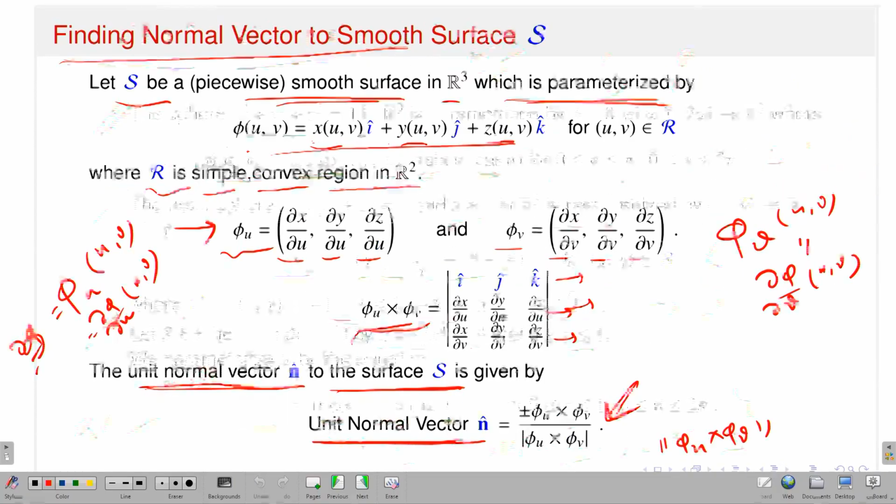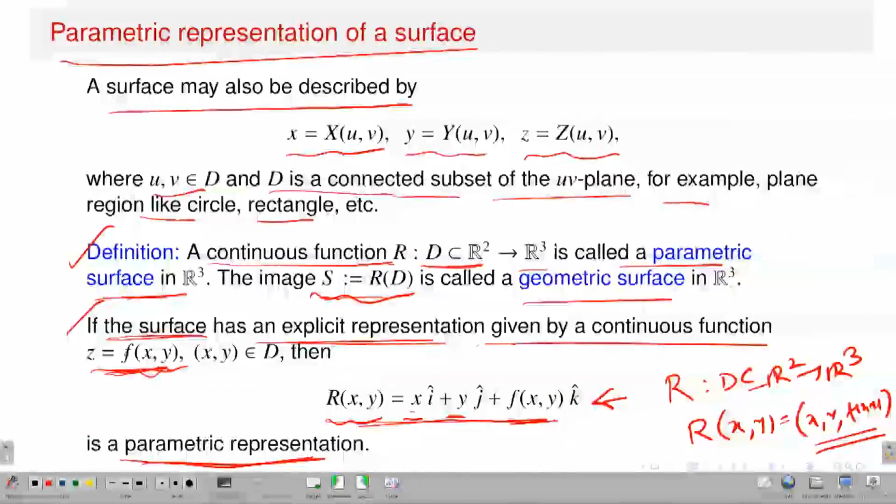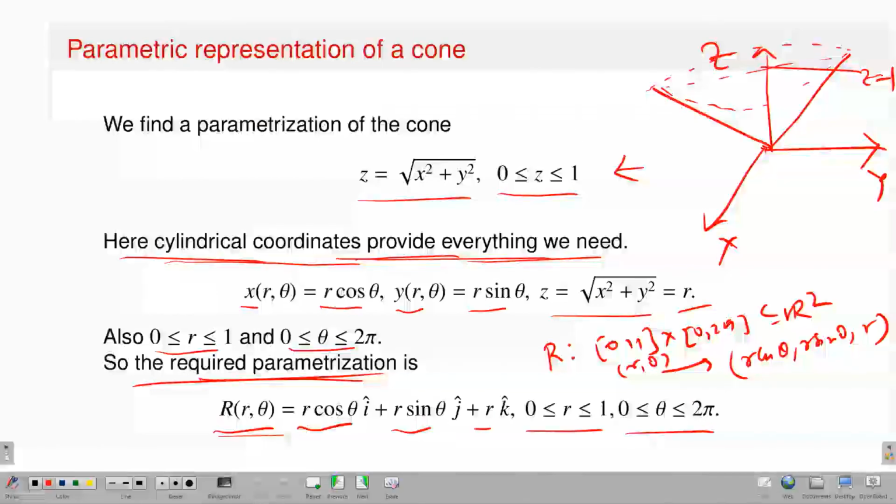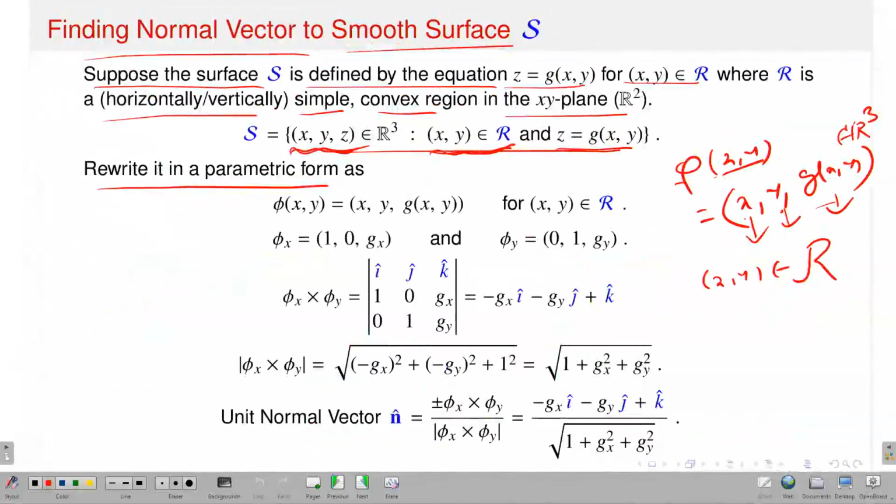Again, I already discussed this part. If the surface has an explicit representation, that means z is equal to f of x, y, then this is the corresponding parametric representation. That means the first component is x, the second component is y, and the third component is f of x, y. So, exactly the thing I am doing there. Therefore, I have this parametrization, and this is perfectly all right.